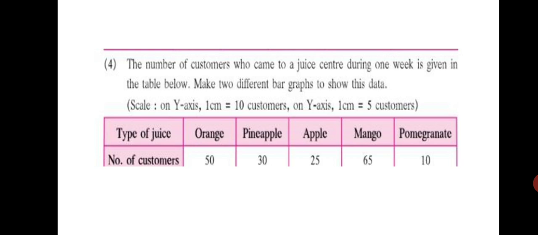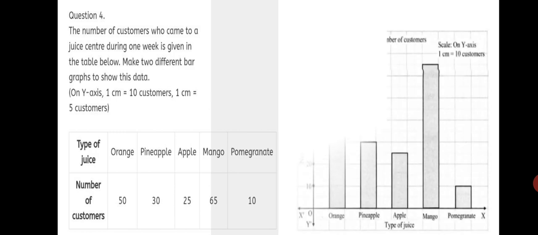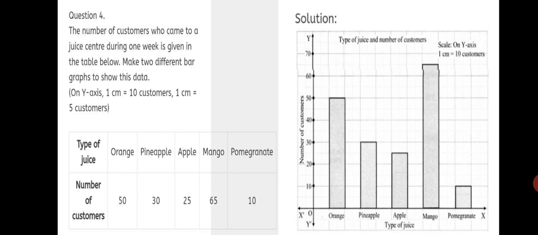Let's see how to do graph number 1 with the scale of 1 centimeter equal to 10 customers. So let's have a look. First graph, 1 centimeter is equal to 10 customers. So we follow the steps. Write the title: type of juice and number of customers. Where do we get the title? You can see in the table what is given. Just write that, type of juice and number of customers. So this is your title.